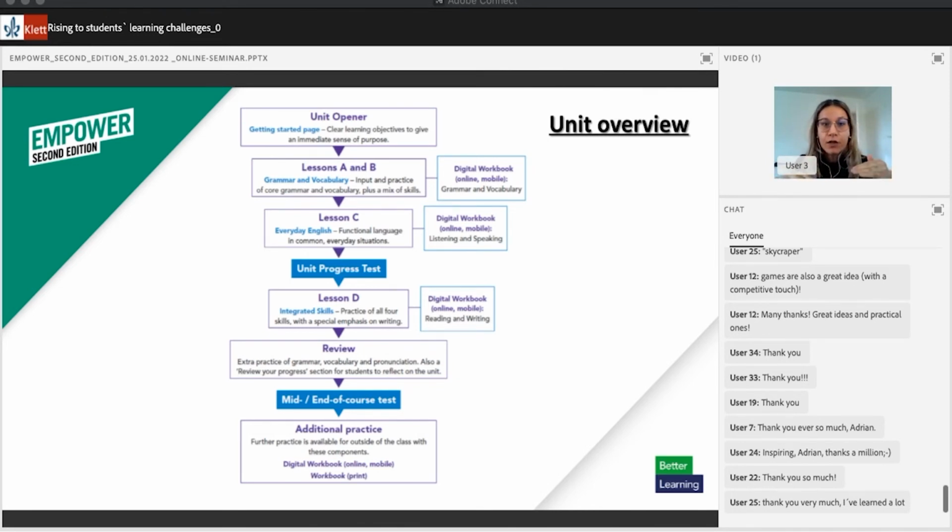And as you can see here in the middle, there are unit progress tests that the students can take, or mid and end of course tests. And then for each lesson, there is reference to the digital workbook. So there are extra activities that the students can do to practice further the grammar and the vocabulary and more. And I'll talk about it more in a minute.